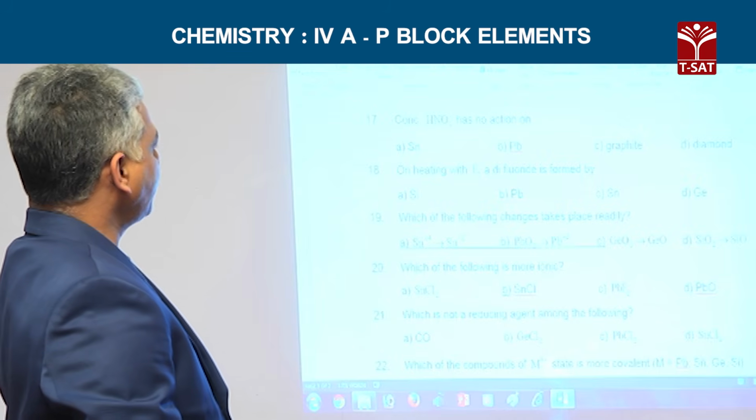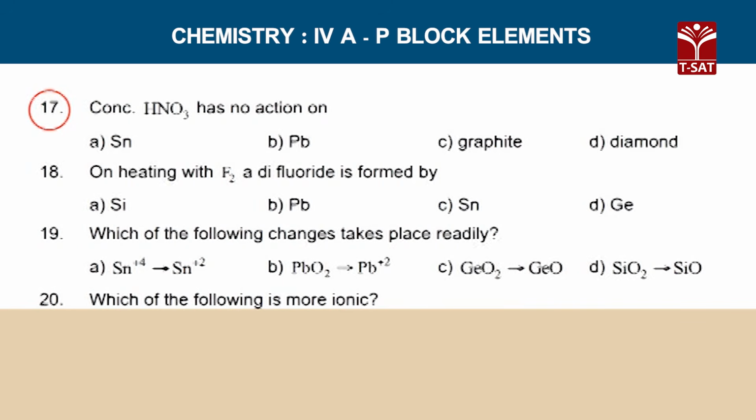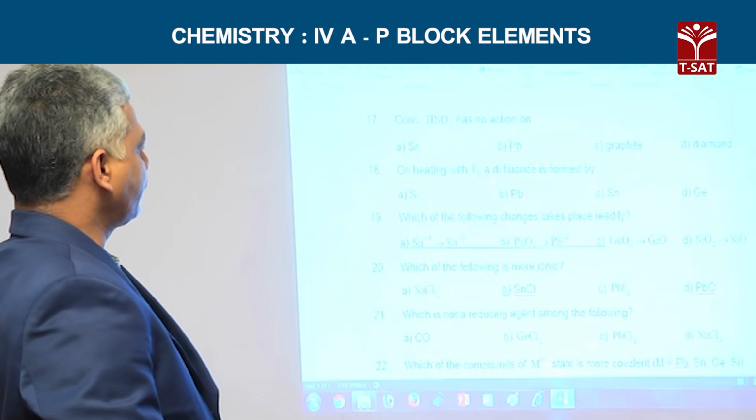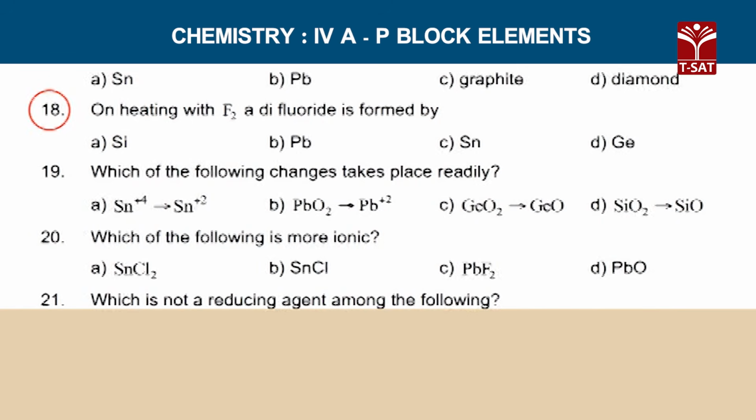17th question. Concentrated nitric acid has no action on A. Tin, B. lead, C. graphite and D. diamond. Correct option is D. Diamond. Diamond doesn't react with any acid or base under normal conditions. 18th question. On heating with fluorine, a difluoride is given by. Given options are silicon, lead, tin and germanium. Correct option is B. Lead, because of inert pair effect.